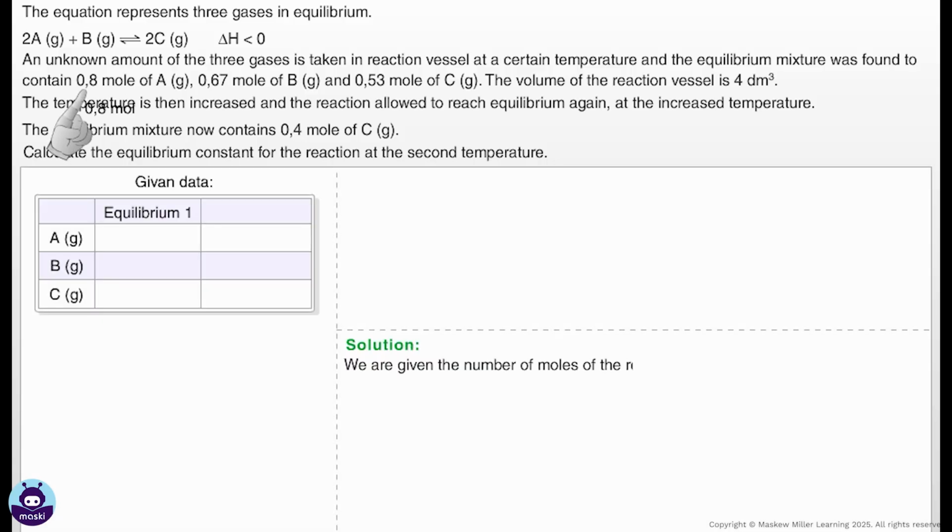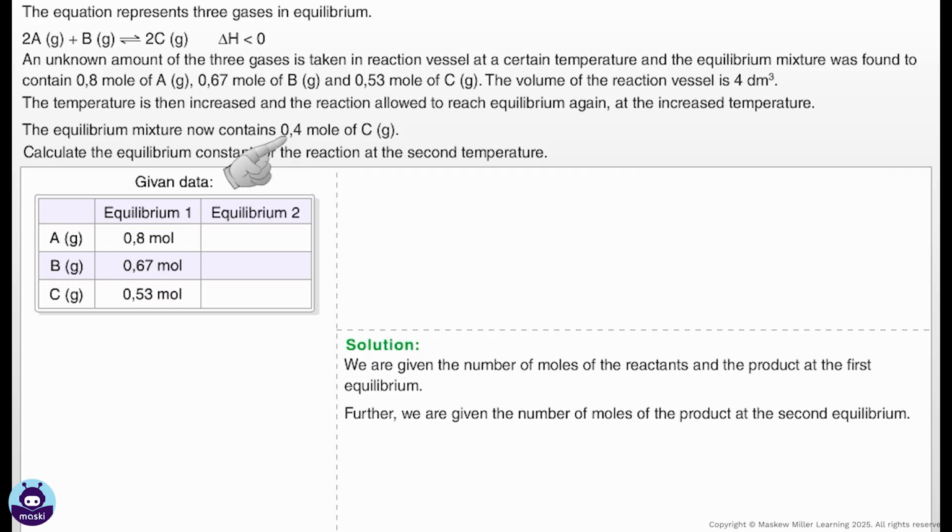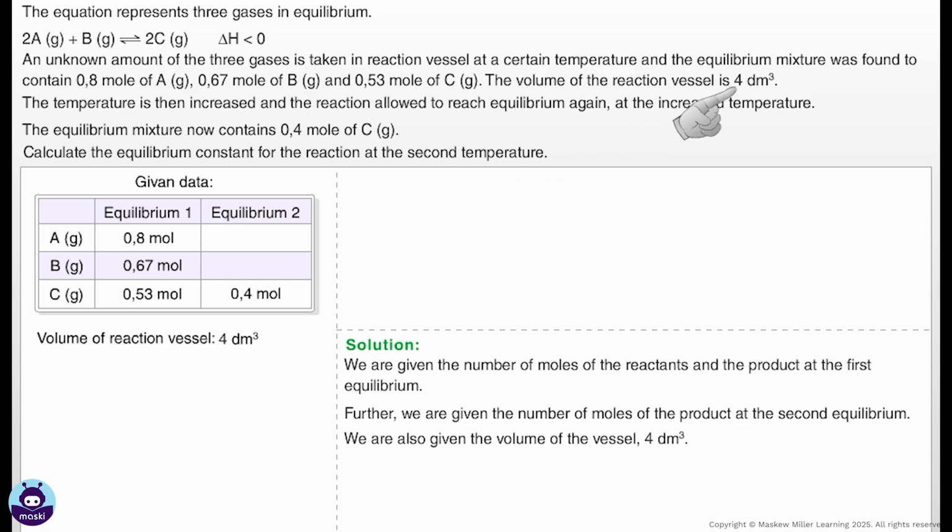Solution. We are given the number of moles of the reactants and the product at the first equilibrium. Further, we are given the number of moles of the product at the second equilibrium. We are also given the volume of the vessel, 4 decimeter cube. We are not required to find the equilibrium constant at the first temperature when equilibrium is achieved, but rather the equilibrium constant when the temperature is increased and the mixture reaches equilibrium.